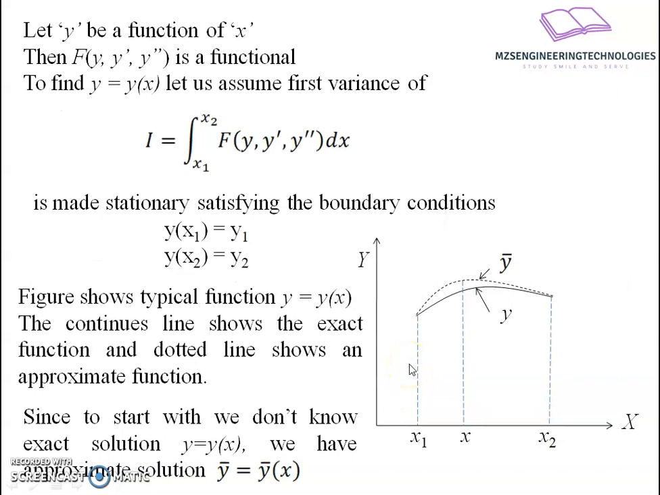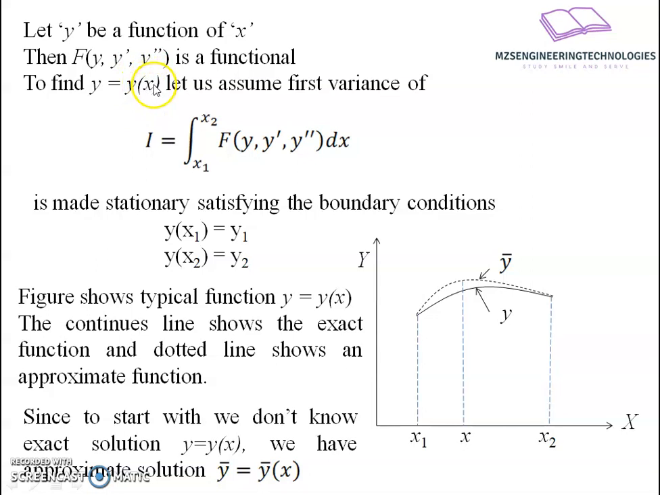Okay, let's begin with the assessment with reference to an example. Let y be a function of x. Then the functional of y, y dash, y double dash is a functional of that y. So y is the first variable, y dash is the first derivative of that variable, that is dy by dx, and y double dash is nothing but the second derivative of that function, that is ∂²y/∂x².